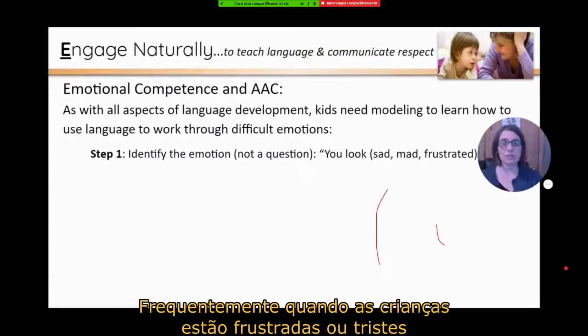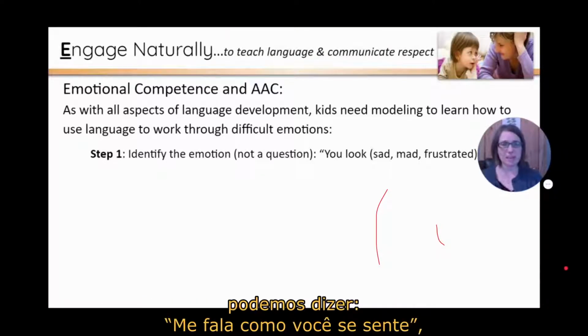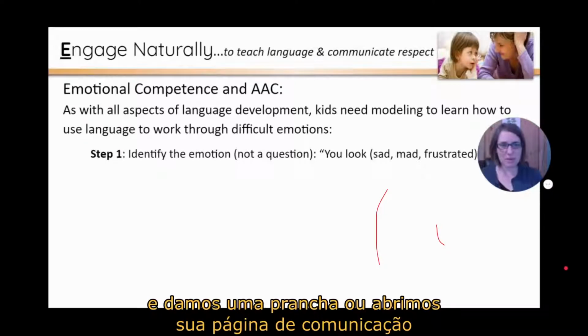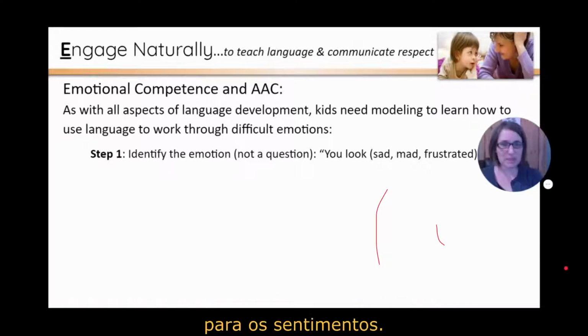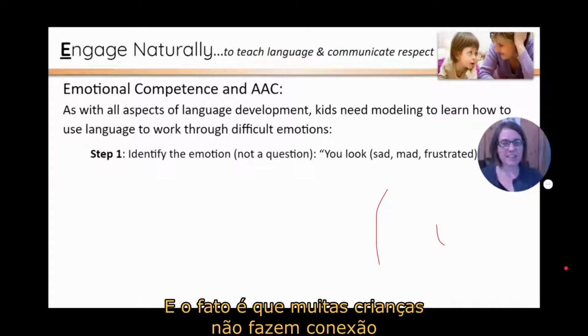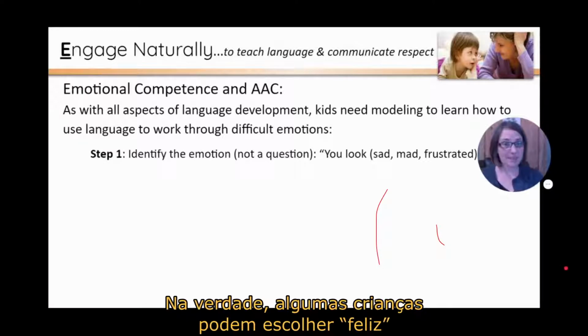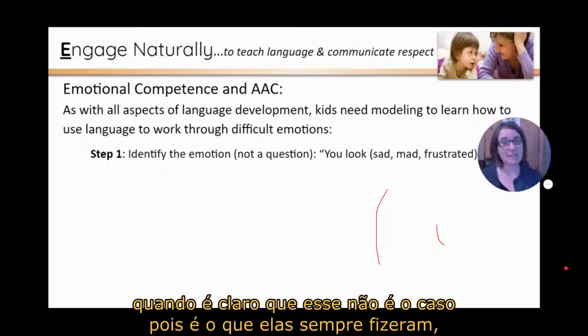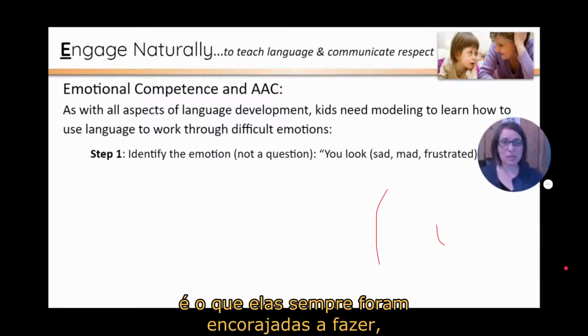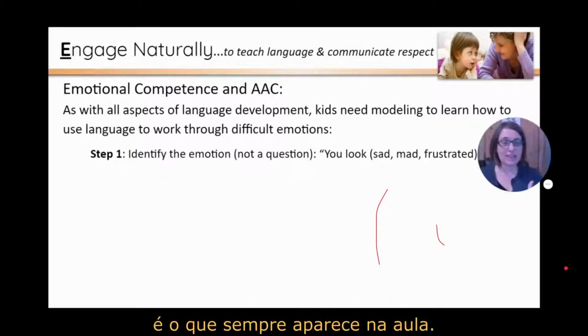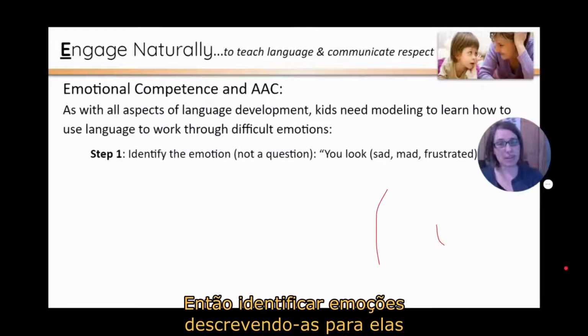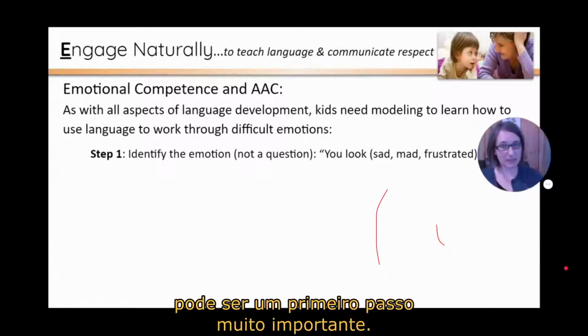Often when kids are frustrated or upset, we might say to them, tell me how you feel, and give them a board or open up their communication display to their feelings. And the fact of the matter is many kids don't make connections between what all of that means. In fact, some kids will choose happy when it's clear that that's not the case because that's what they've always done, or that's what they've always been encouraged to do, or that's always what comes up in class. So identifying the emotion by describing it to them can be a really important first step.